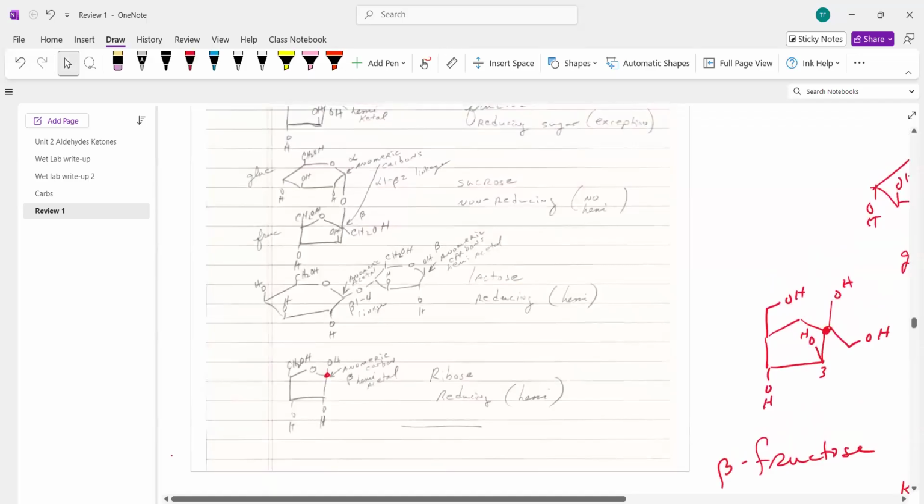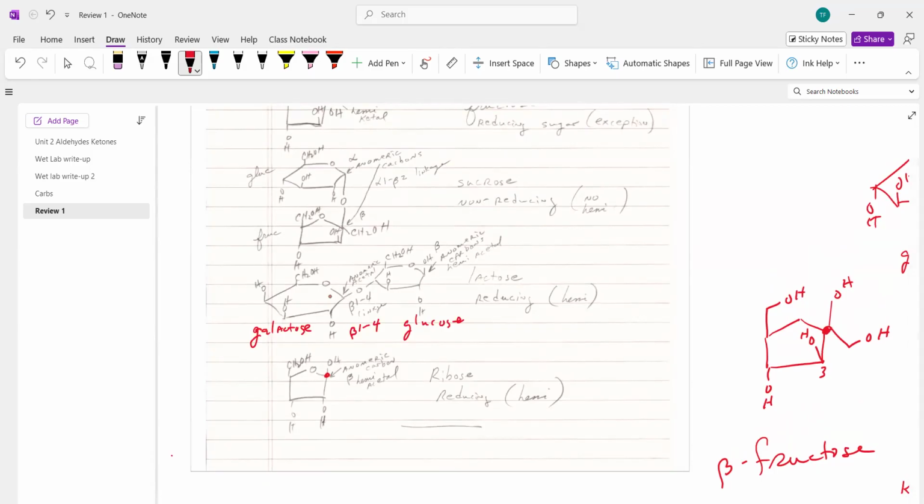Okay, let's look at lactose. Lactose has galactose and glucose, with a beta-1,4 glycosidic linkage. The reason it's beta is because this oxygen here is going up. And there is a hemiacetal. So this is a full-blown acetal.